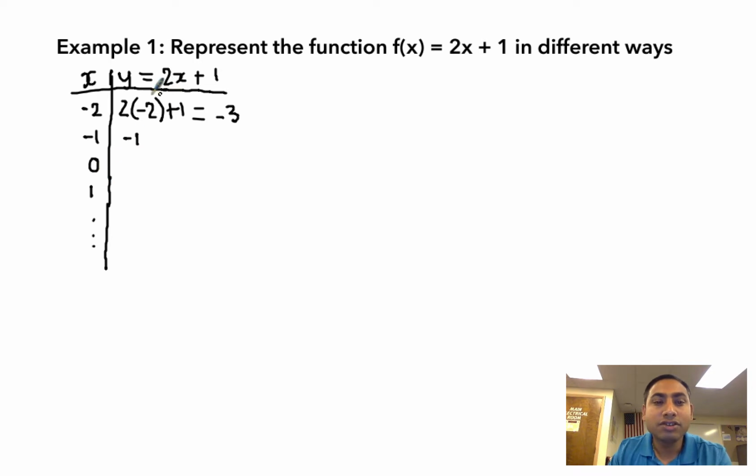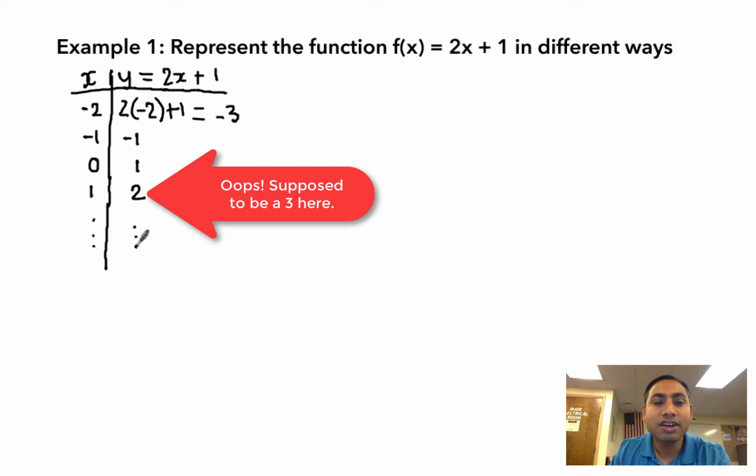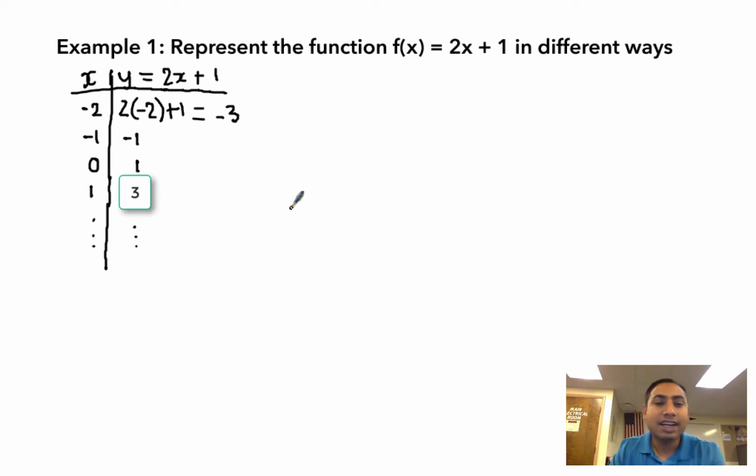And then for 0, 2 times 0 is 0, plus 1 is 1. And then for 1, 2 times 1 is 2, plus 1 is 3. Okay. And also I'm going to do dot dot dot on the right side too, just so that it means this pattern is going to continue all the way. Okay. So this is the table of x and y values.